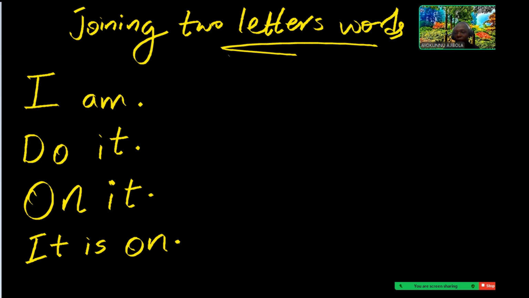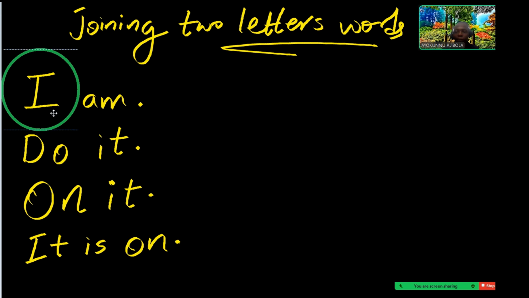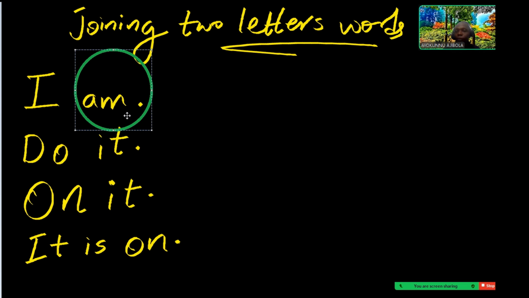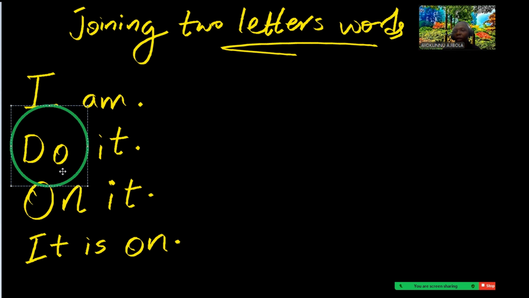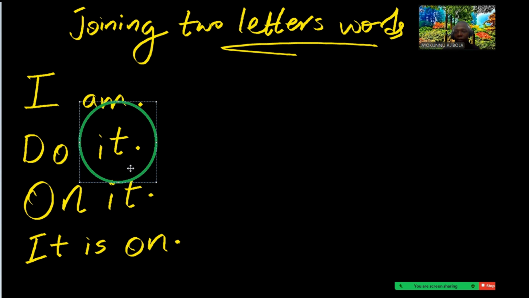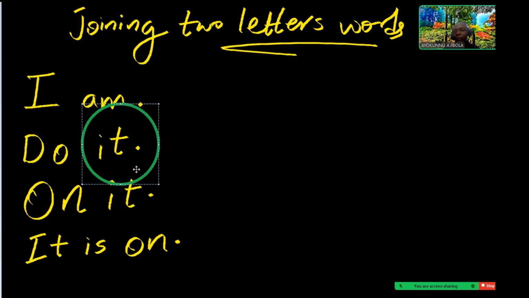You're going to read them now, okay? Okay. Yeah. So let's try to read. So what's this? I, then next one, am. Now read it together. I am. I am. Very good. I am again. I am. Now, what is this? Then what's this? Do it. Wait, one by one. What's the first one? Do. Do. Say do. Do it. Wait, one by one. Do it. That's good. Do it. Okay, say it again. Do it.